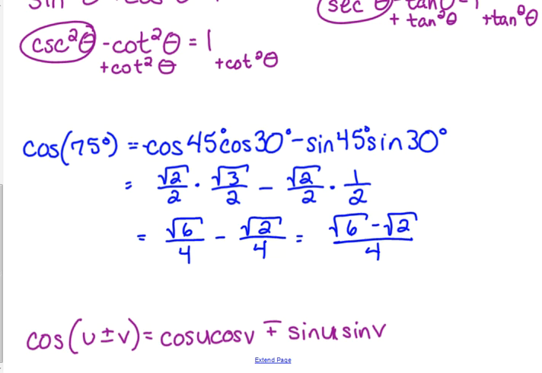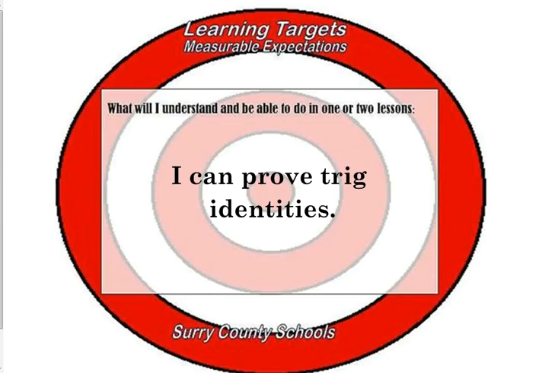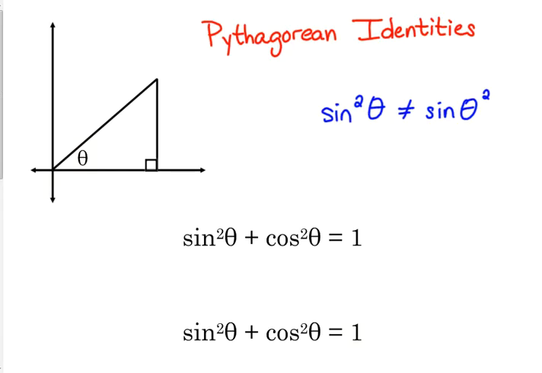Again, I don't see them testing you on it, but I did want to show it to you in case somewhere down the road in the future you do see it again. At least I've shown it to you. Okay. So what we're going to focus on are what we call the Pythagorean identities. Okay. So here is the focus for today.